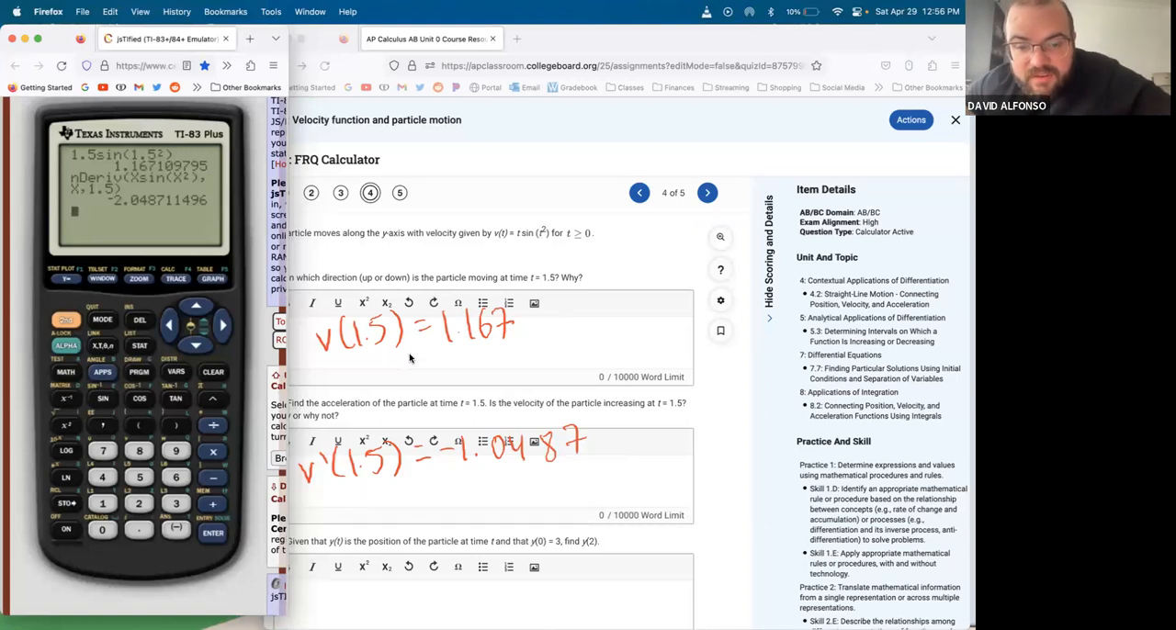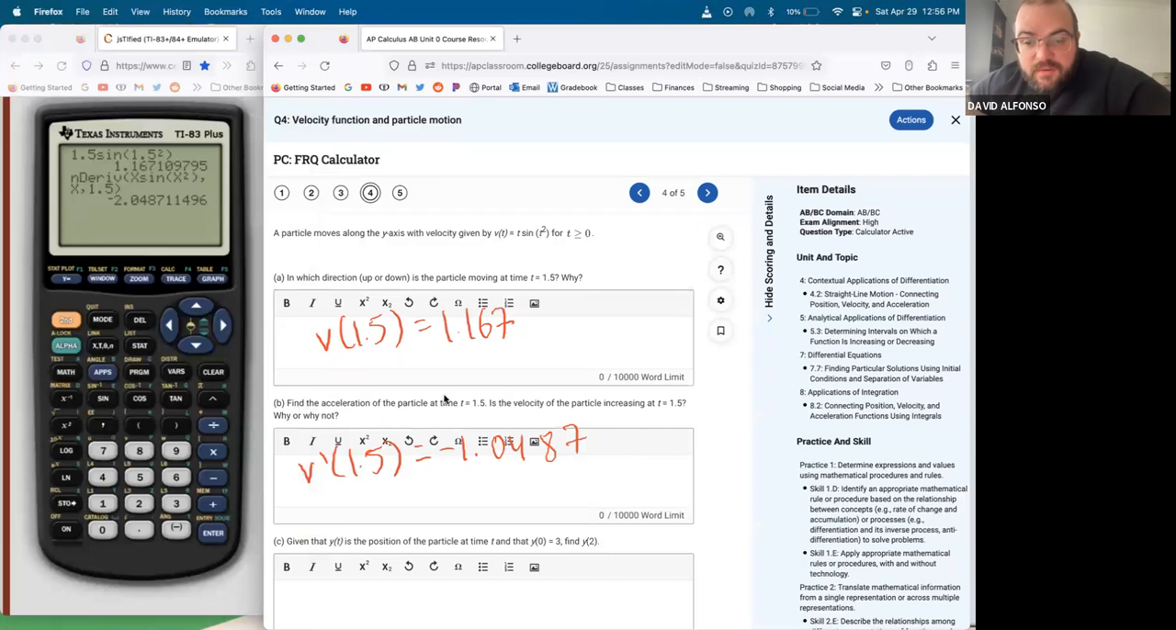Now, the question here is, is the velocity of the particle increasing at 1.5? Remember, to determine if an object is accelerating or decelerating, you have to look at both the velocity and the acceleration. Because the velocity is positive and the acceleration is negative, the particle is decelerating. So its velocity is decreasing.